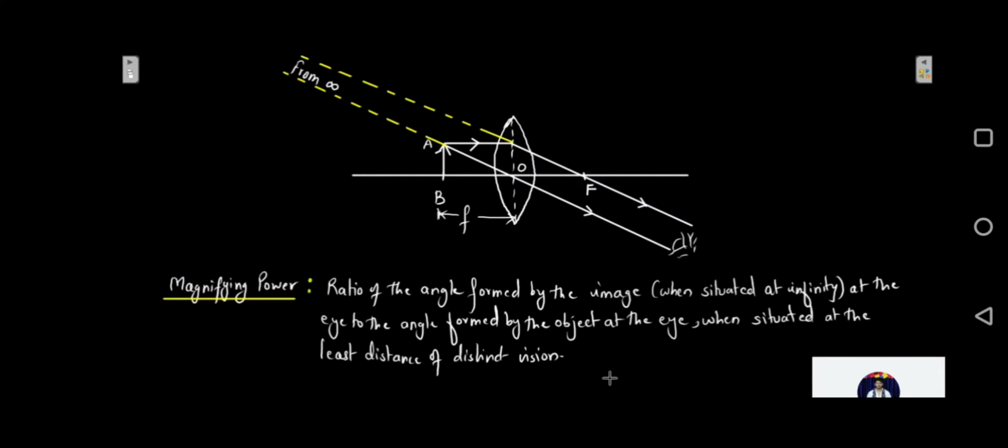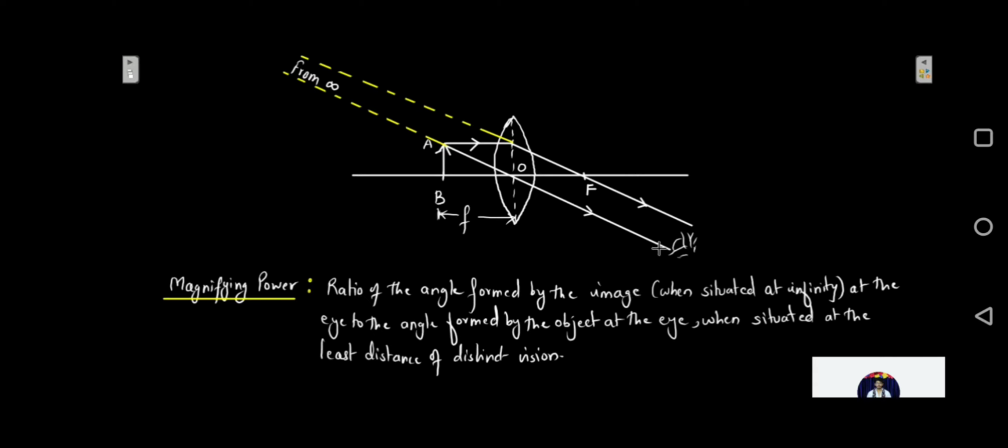So now let us look at the magnifying power of this simple microscope. Magnifying power here is defined as the ratio of the angle formed by the image when situated at infinity at the eye to the angle formed by the object at the eye when situated at the least distance of distinct vision. So let us first look at the numerator. It is the angle formed by the image at the eye.